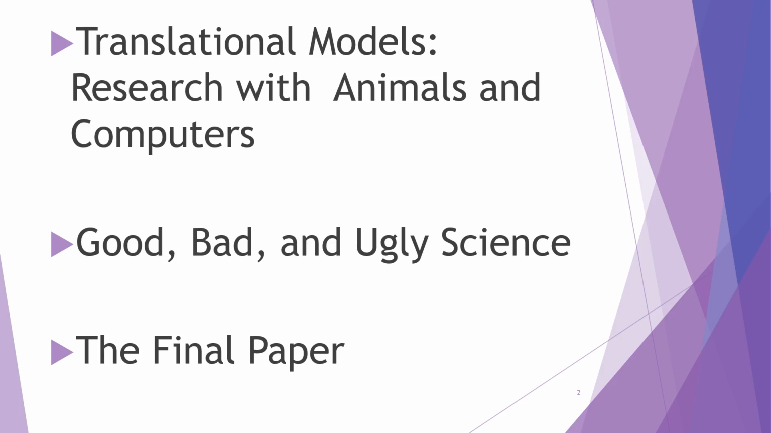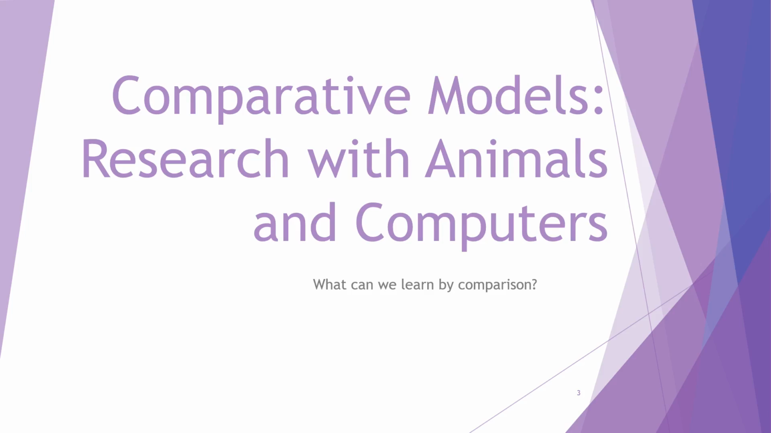First, we'll talk about research involving animals, why it's useful, what problems might be involved, and then we'll take a look at some of the positives and negatives of how our current research publication system actually works. We'll also take a brief look at how to put together your final paper and what things to watch out for there. So let's get started.